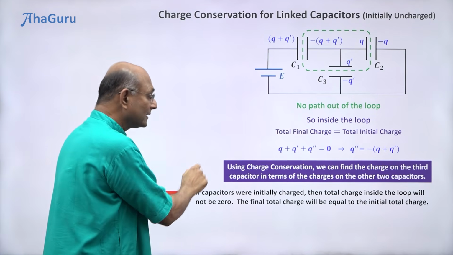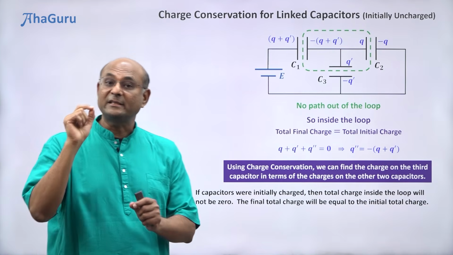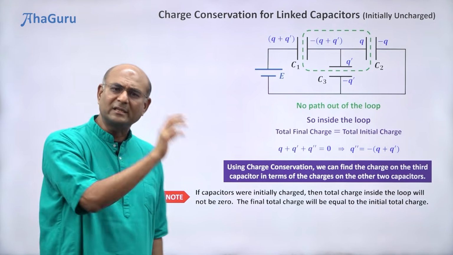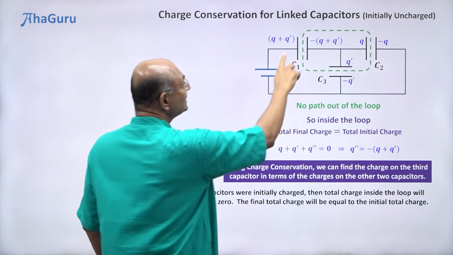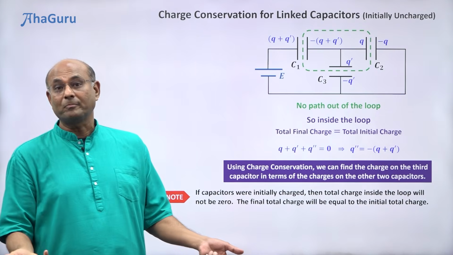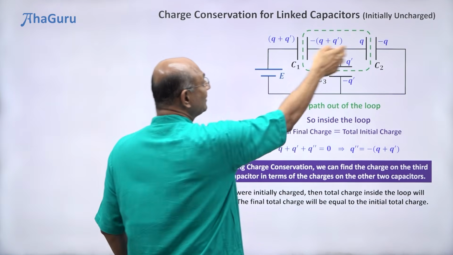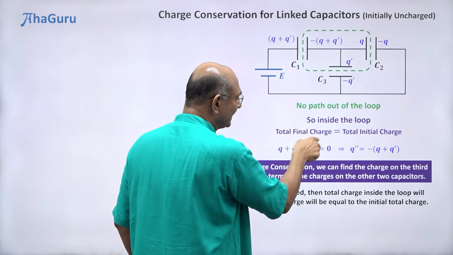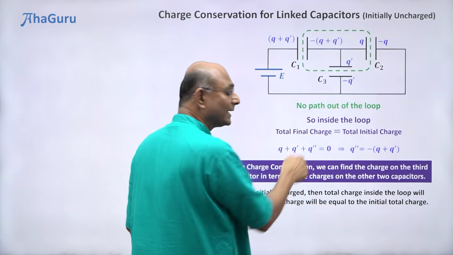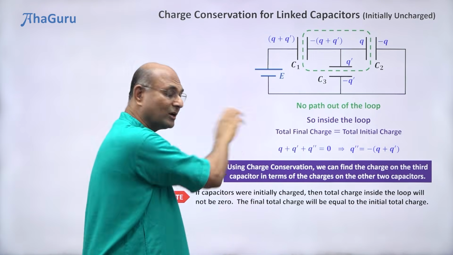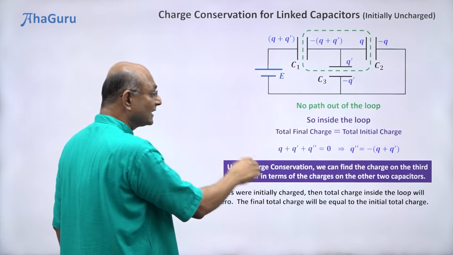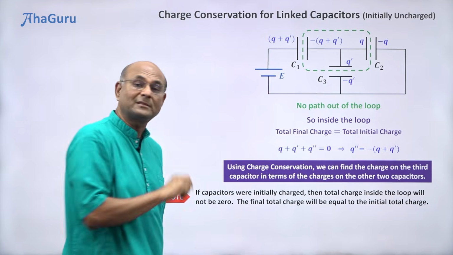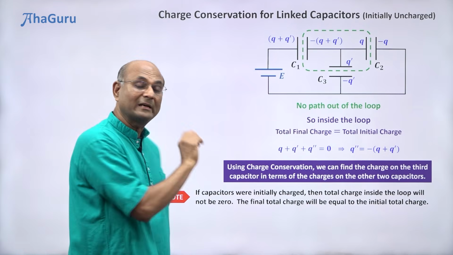So remember that here I assumed that the capacitors were initially uncharged. If the capacitors were initially charged, you can still use it. Just that the total charge inside the loop would not have been 0 because they were initially charged. So whatever it was initially, you just add that up. Instead of saying that Q plus Q dash plus Q double dash is 0, you will say Q plus Q dash plus Q double dash is equal to the initial charge. That's all. That will be the only change. That still means Q double dash can be found in terms of Q dash and whatever was the total initial value. That's all that will change.